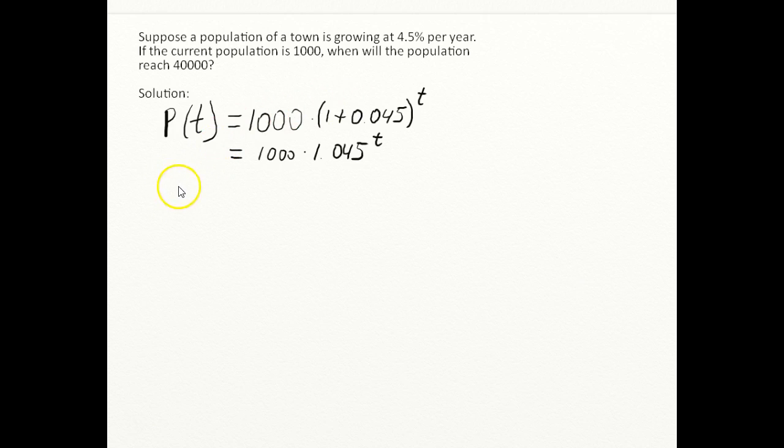Well, at some time t, the population is going to equal 40,000, right? So 40,000 is going to be equal to our function, 1,000 times 1.045 to the power of t. And what we have to do is solve for t.